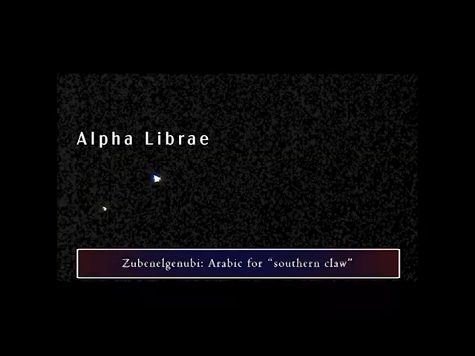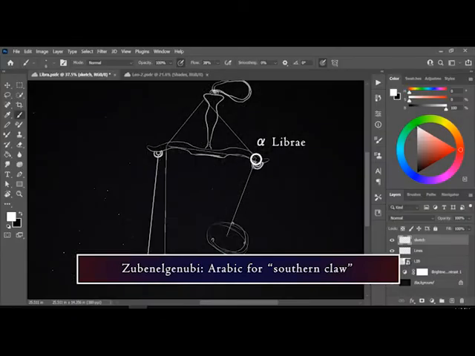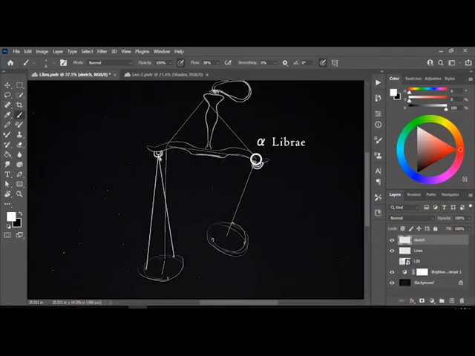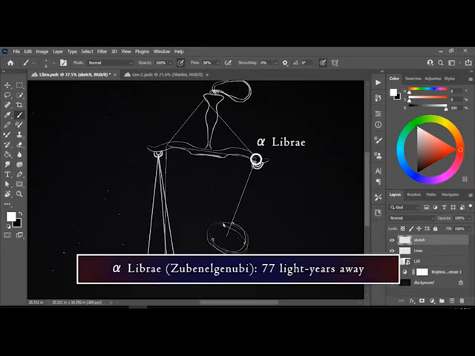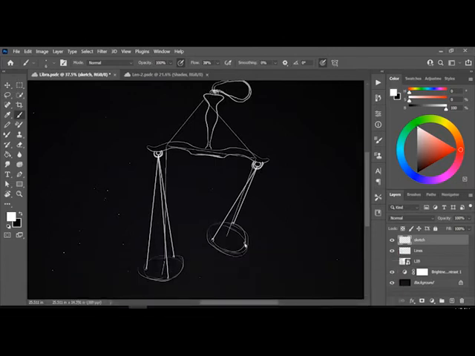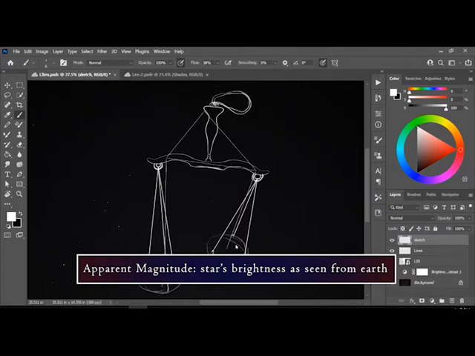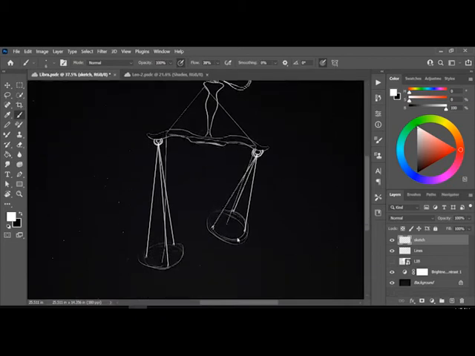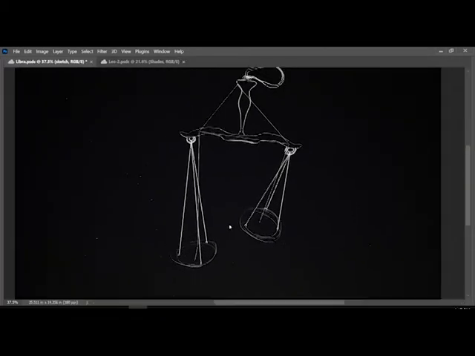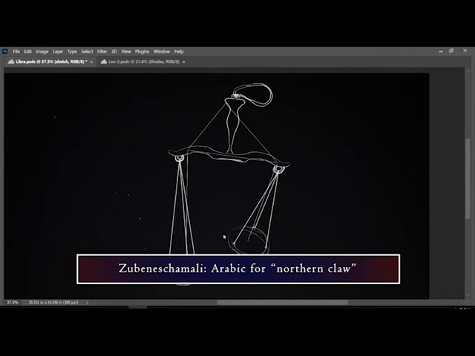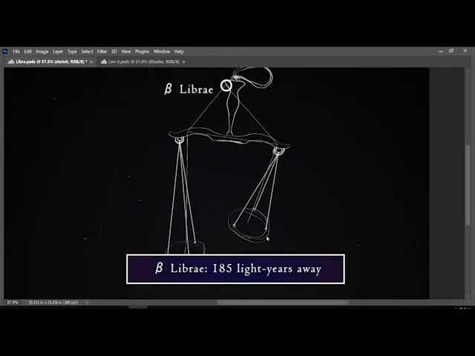Zubanel Ganubi is Arabic for Southern Claw, which, as we discussed, was one of the ancient interpretations for this constellation. This star is about 77 light years away, which is not too far, and it has an apparent magnitude of about 2.8. Apparent magnitude, by the way, is the measure of the brightness of a star as seen from Earth. In contrast, absolute magnitude measures a star's inherent brightness. Our next star, Zubanel Shamali, or Beta Librae, is, not surprisingly, Arabic for Northern Claw. It is 185 light years away with an apparent magnitude of about 2.6.